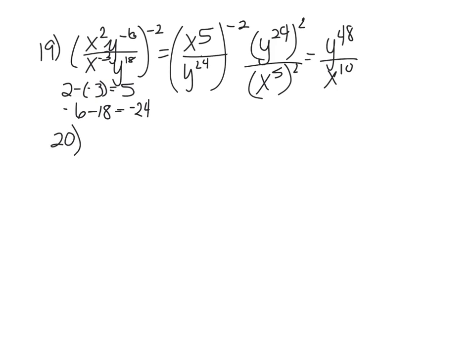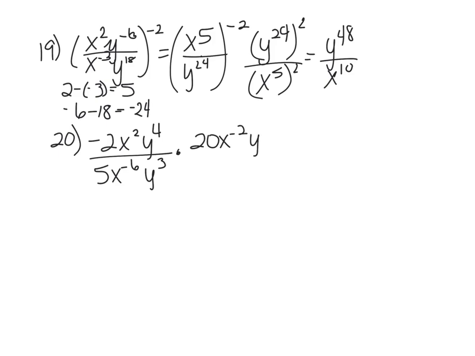Number 20, negative 2x squared y to the 4th over 5x to the negative 6th y cubed times 20x to the negative 2 y to the 4th divided by 6x to the negative 4 y to the 5th. Okay, so again, I'm going to multiply the numerators, multiply the denominators, and then simplify. There's definitely lots of different ways you can do this.